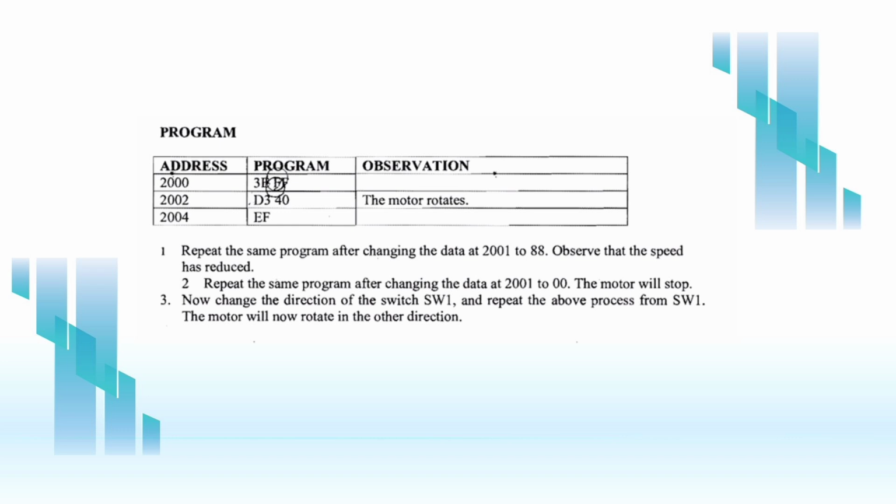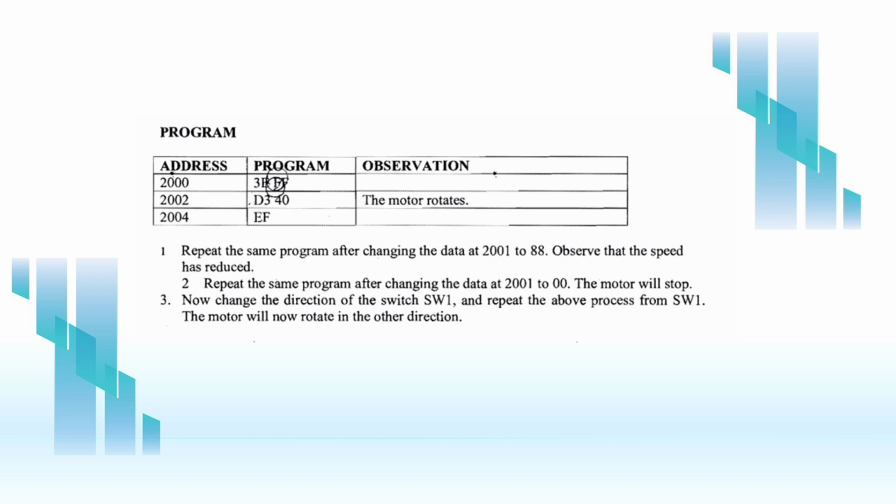For the speed control, we change the data value in the program memory location. When we change the data at address 2001 to 88H, the speed of the motor reduces. When we change the data at address 2001 to 00H, the motor stops completely. This shows that the motor speed depends on the digital value sent to the output port. Higher value corresponds to higher speed and lower value corresponds to lower speed.